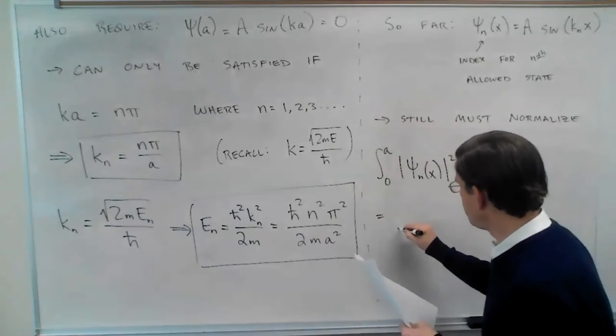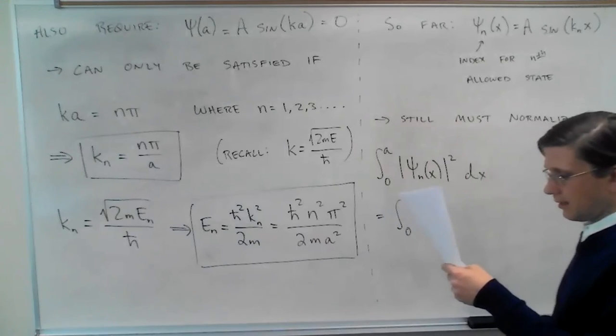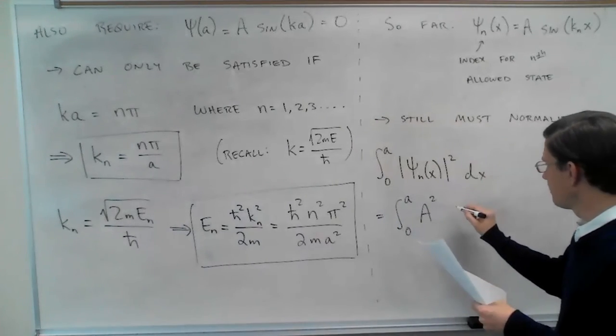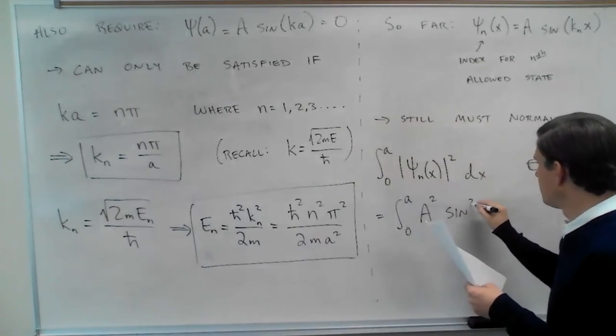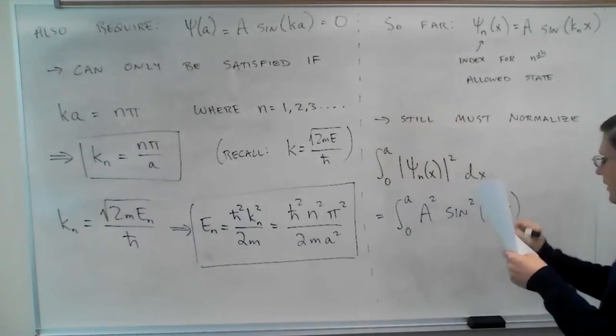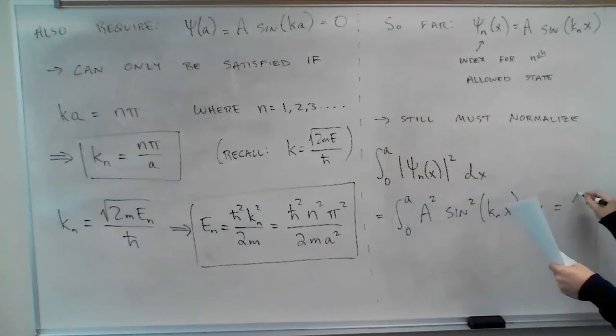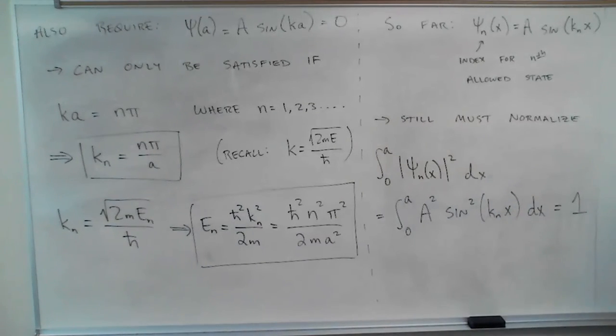This is equal to the integral from 0 to a of capital A squared times sine squared of k sub n x dx. And for normalization, that integral needs to be equal to 1.